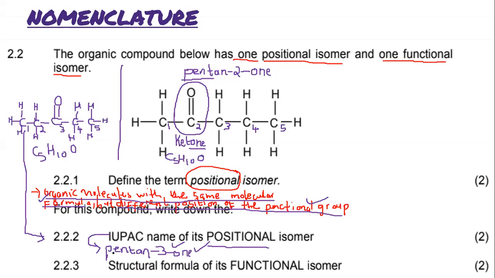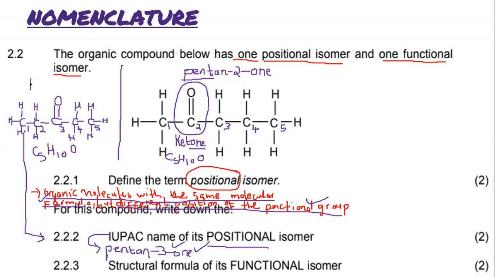The first mark is actually for identifying that it's a pentanone. That will be 1 mark. The second mark is actually for giving the correct position of the functional group together with the hyphens between the letters and the numbers, and basically to just say the whole molecule being correct. And for 2.2.3, we are required to give the structural formula of its functional isomer. So we must now give the functional isomer of this molecule.